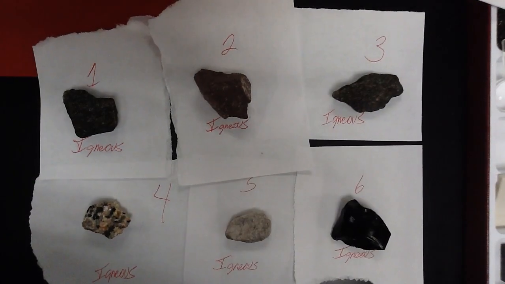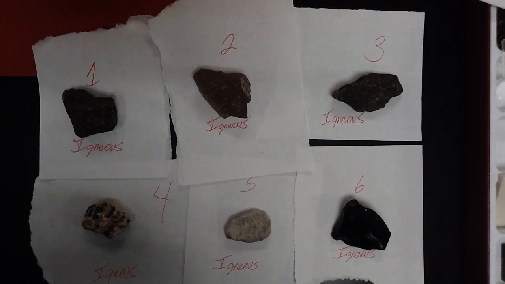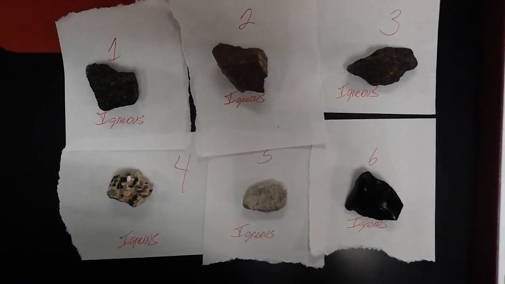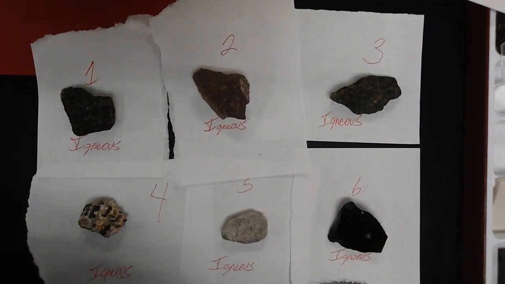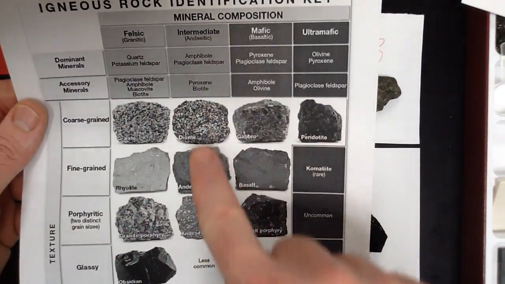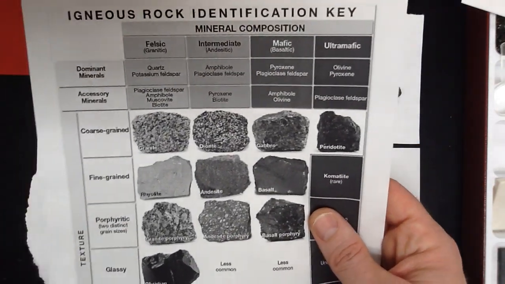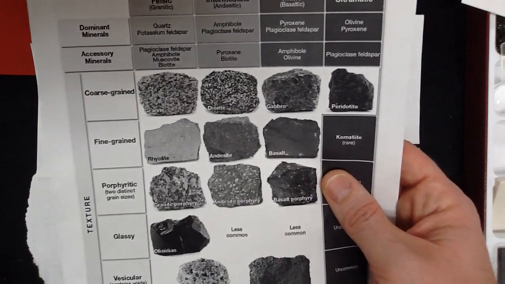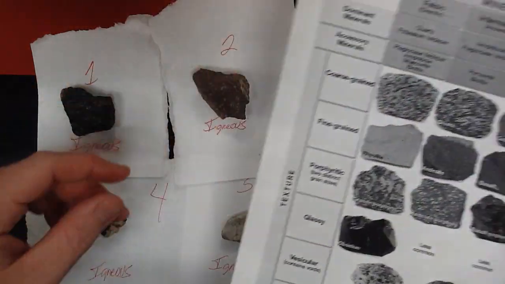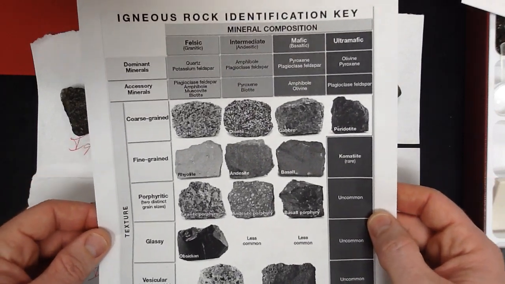Not a lot of interaction with these samples. You don't need to do scratch tests or acid drips or anything like that. You pretty much just look at them and try to identify: do they have large grains, do they have small grains, and what is the mineral composition? Is it going to be felsic, a light colored rock, intermediate, or mafic? And please go back and watch the igneous introduction video where I talk about each of these rocks in particular and tell you the names of them, and that should help you out quite a bit too.